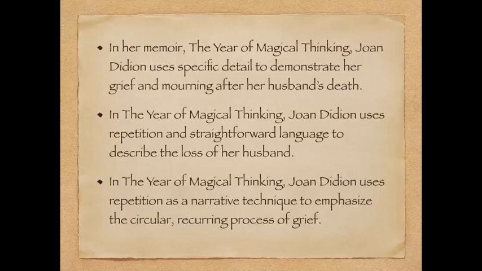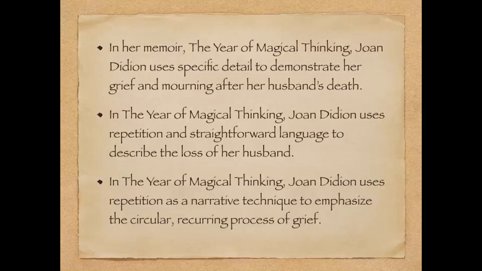Okay, example number 2. In The Year of Magical Thinking, Joan Didion uses repetition and straightforward language to describe the loss of her husband. Same basic topic here that the student is working with. We have the title of the book, the author's name, the craft element, repetition and straightforward language, so that's a stylistic choice. And what is that doing? That's describing the loss of her husband. So this paper is going to be focused on how those two elements, repetition and non-flowery or simple language, help to illustrate the loss of Didion's husband.